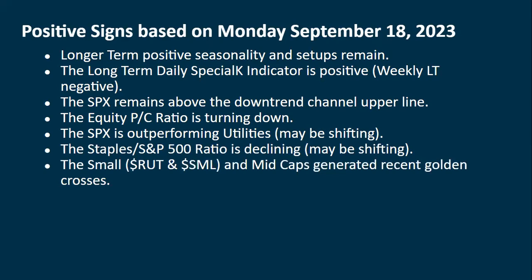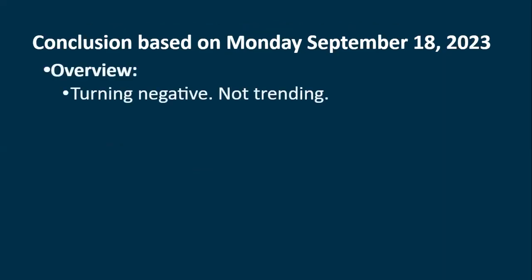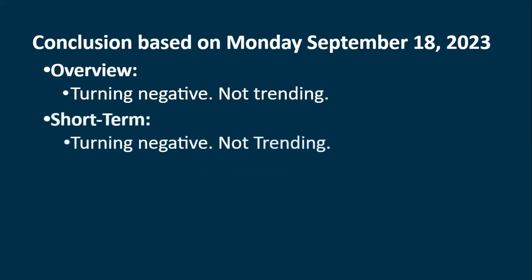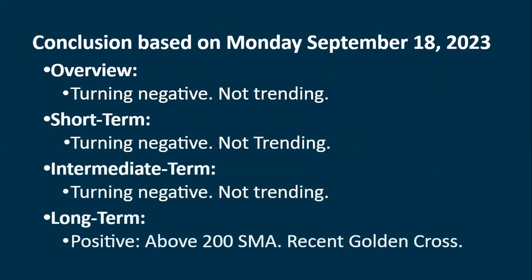The Russell, the small caps, and the mid caps have recently generated golden crosses. Small and mid cap growth has been going sideways, but it's still positive. The financial sector has a recent golden cross. And so our conclusion, we're turning negative and we're not trending. And we can say that in the short and intermediate term, we're still positive in the long term.